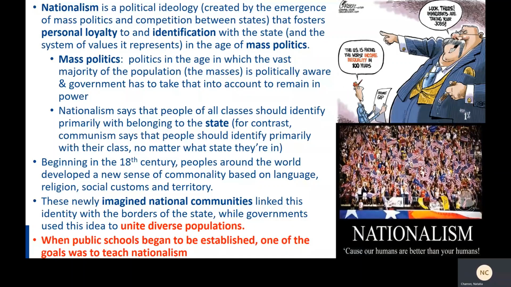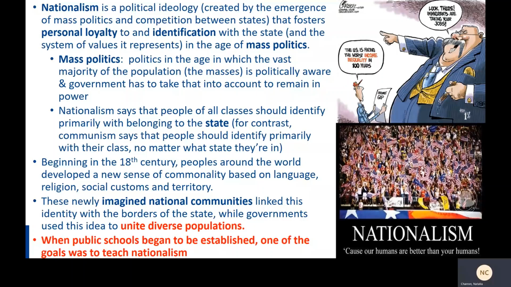Nationalism really began, and here I'm getting in trouble with historians that I know, but for our purposes, nationalism really took off in the 18th century, in the 1700s, with the Industrial Revolution and the American Revolution and the age of revolutions. During this time, people around the world started to develop a sense of commonality based on language, religion, social custom, and territory. These newly imagined national communities linked their identity with the borders of the state. And governments used this idea to unite diverse populations. And if you can unite diverse populations, you have the makings for a peaceful state without revolution.